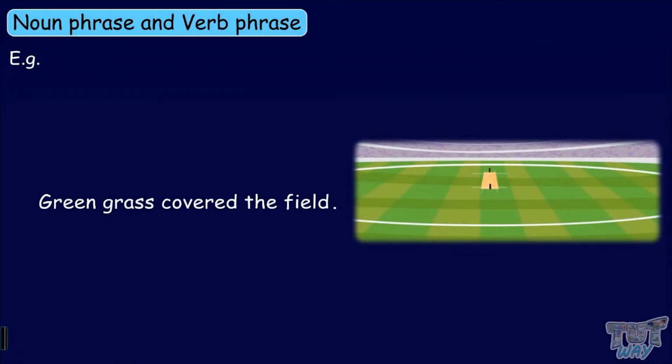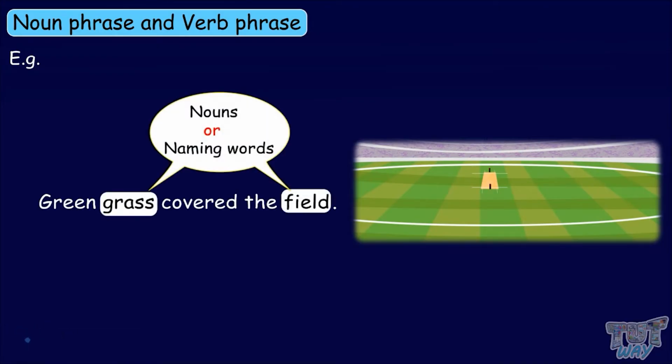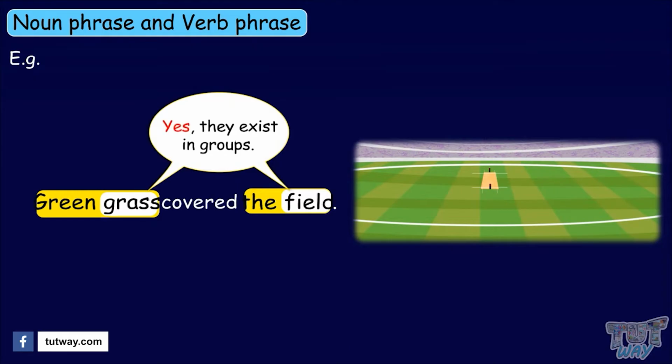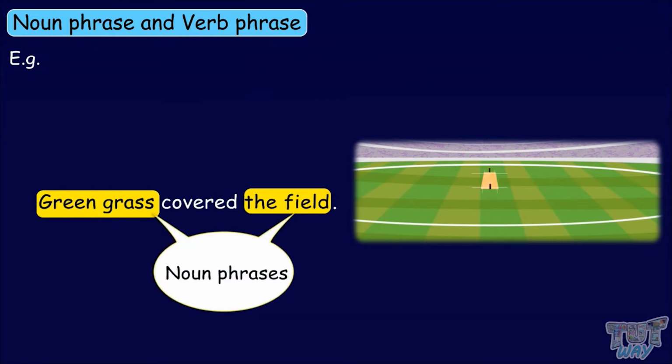Green grass covered the field. Pick out the noun phrase and the verb phrase in this sentence. Let's first identify the nouns or naming words in this sentence. Both grass and field are nouns or naming words. But do they exist among a group of words? Yes, they exist in groups. So, green grass and the field are noun phrases.